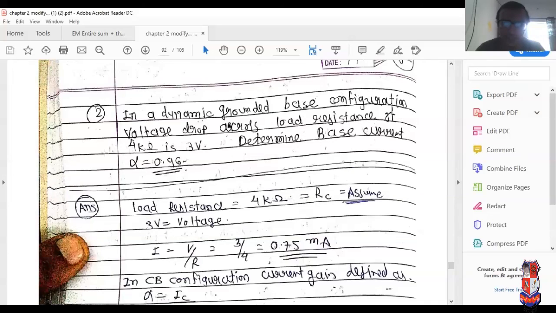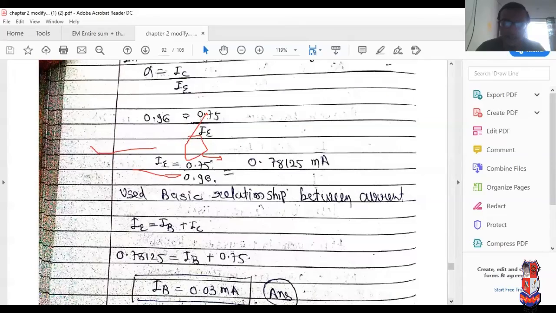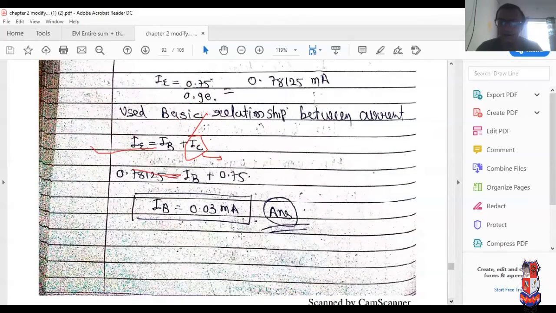See, this is the question. In a common base configuration, the voltage drop across the load resistance of 4 kilo ohm is 3 volt. That's why it can be considered as VCC. Determine the base current if alpha equal to 0.96. So here we can get this particular value. So IB equal to 0.03 milliampere. So it is the last answer related to that. Thank you very much.